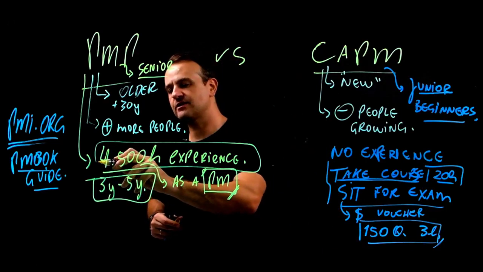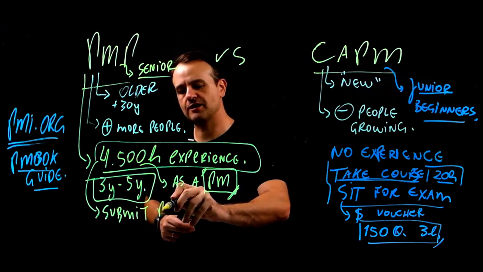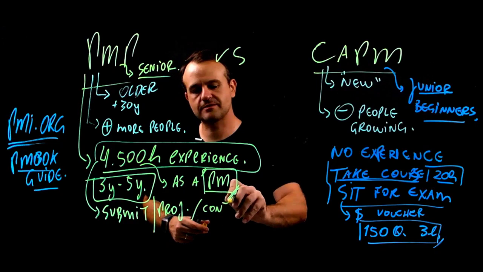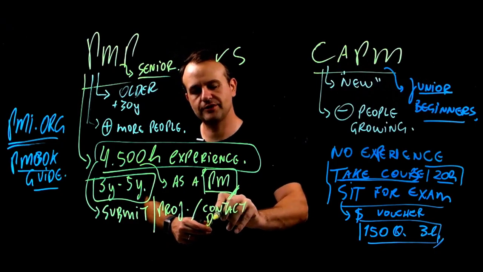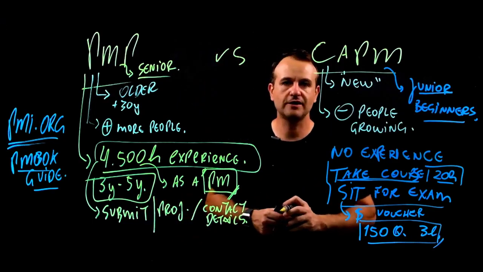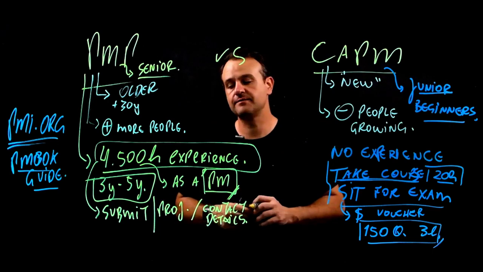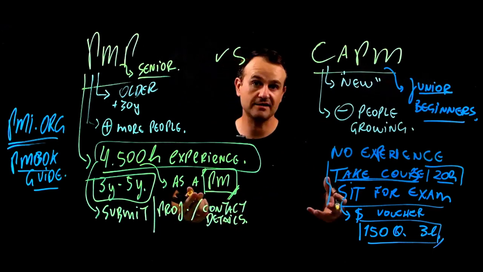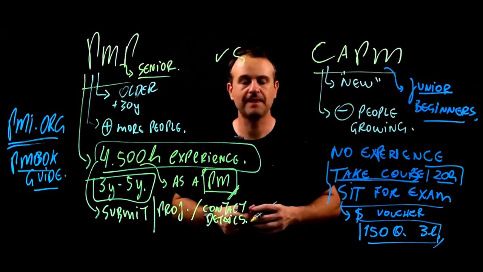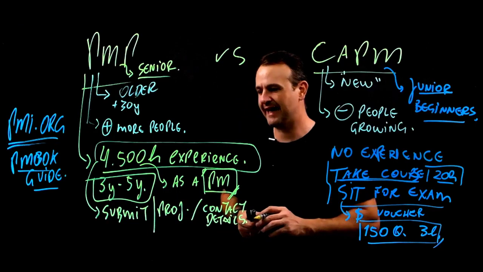And once you do that, we have to submit the description of your projects and also contact details from your boss, from your company, from previous companies, whatever, other companies. And as I mentioned to you, PMI might audit that, which is a random process. But be careful so that you do not commit any violation to the code of conduct and ethics.